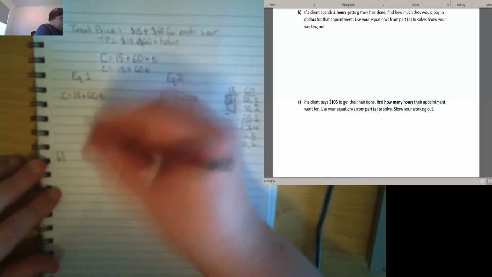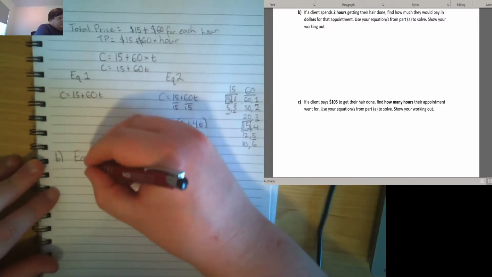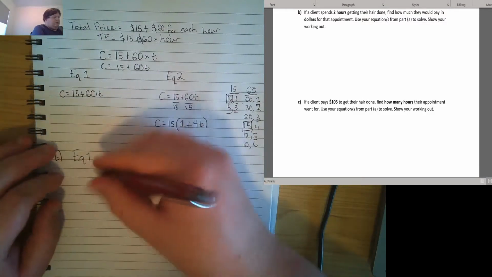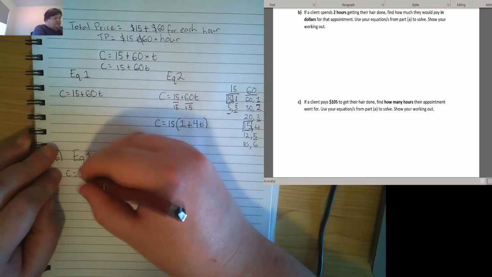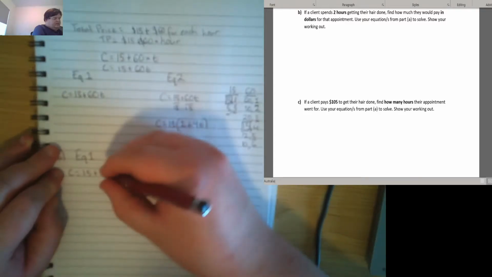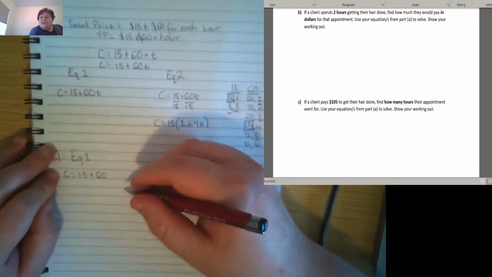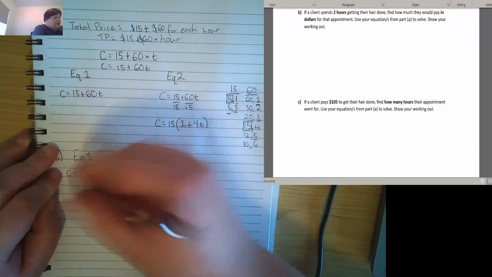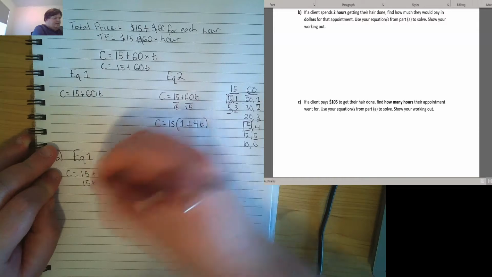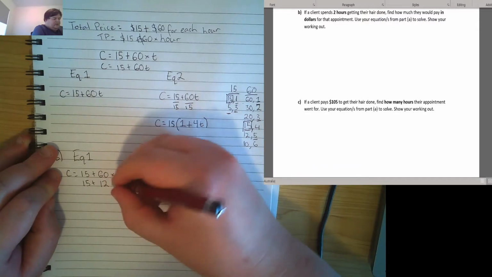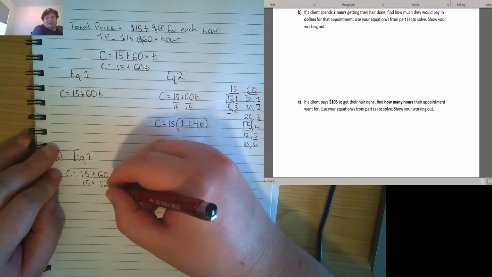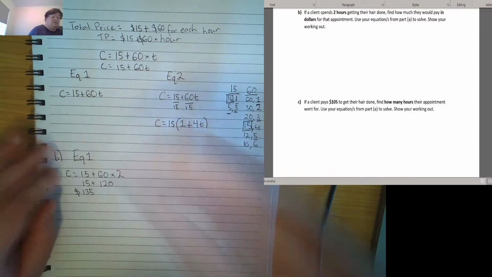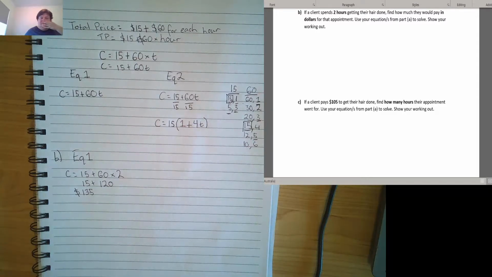So B, let's do equation 1. We'll do C equals 15 plus 60t. Now the time is 2 hours, so 60 times 2 gives me 120. 15 plus 120 is $135, which is the cost for a 2-hour appointment.